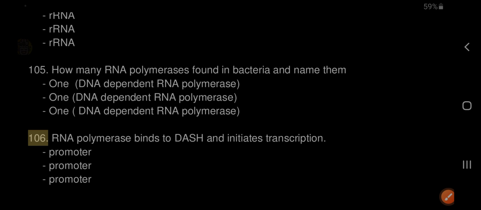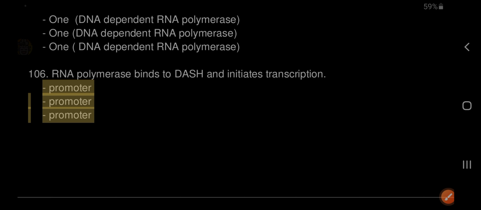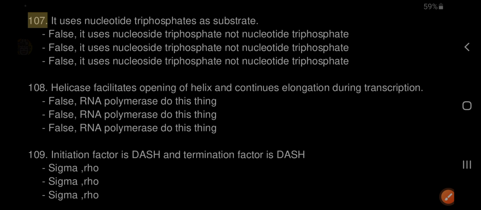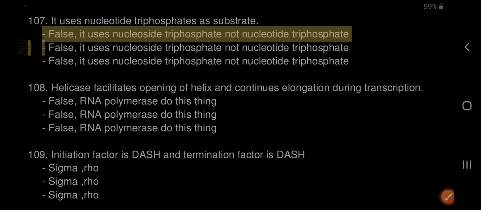106. RNA polymerase binds to dash and initiates transcription. Promoter. 107. It uses nucleotide triphosphates as substrate. False, it uses nucleoside triphosphate, not nucleotide triphosphate.